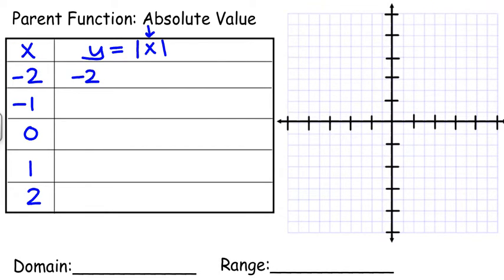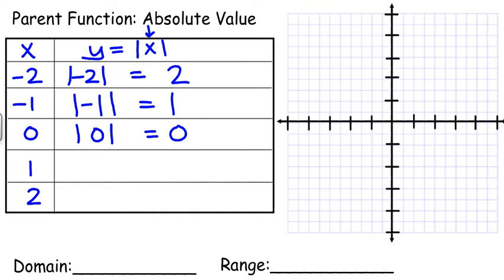So we say, what is the absolute value of -2? If you remember what an absolute value does, when you take it out of the absolute value, everything becomes positive. The absolute value of -1 is +1. Absolute value of 0 is 0. Absolute value of 1 is 1. Absolute value of 2 is 2.